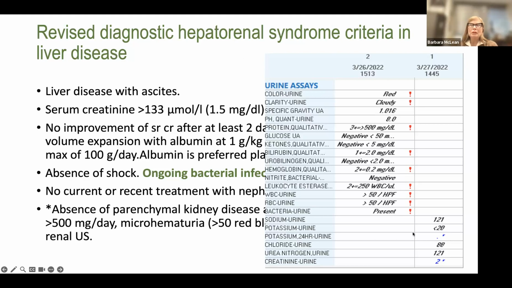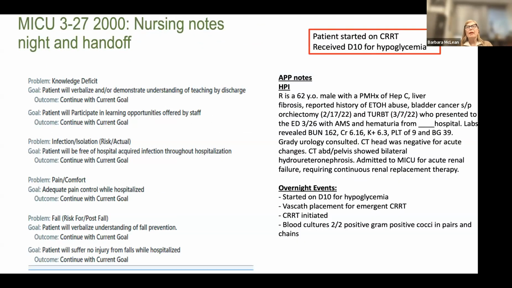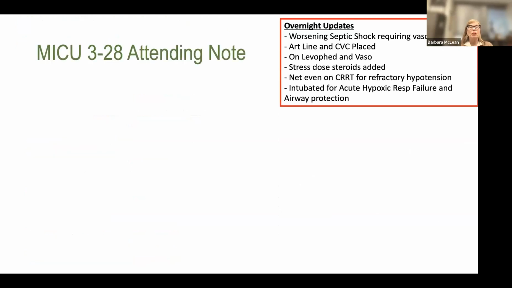But what he really looks like is that he has pre-renal failure, okay? Very, very, very important. All right, so then we go forward. He gets started in CRT, receives D10 for his hypoglycemia, 62-year-old man, all the things that we know. He gets started on D10 for his hypoglycemia. He gets emergent CRT, and his blood cultures are positive. So he does have infection.